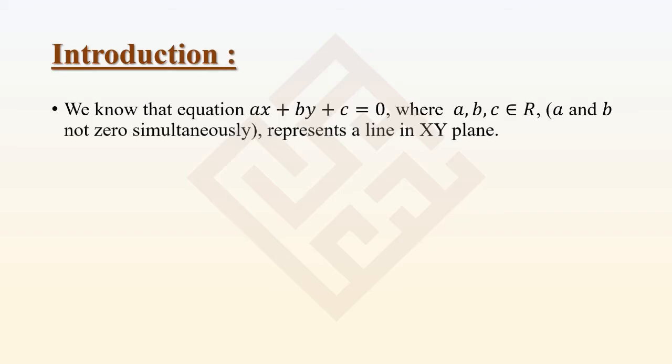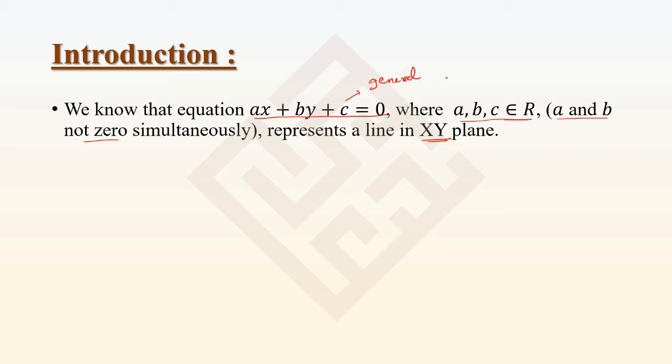Now we already know that the equation of the type ax plus by plus c is equal to 0, where a, b and c are real numbers, and a and b are not simultaneously 0, then it represents a line in the xy plane. We already know that this is also called the general equation of the line. This we have seen last year. So we know what is the general equation of the line.